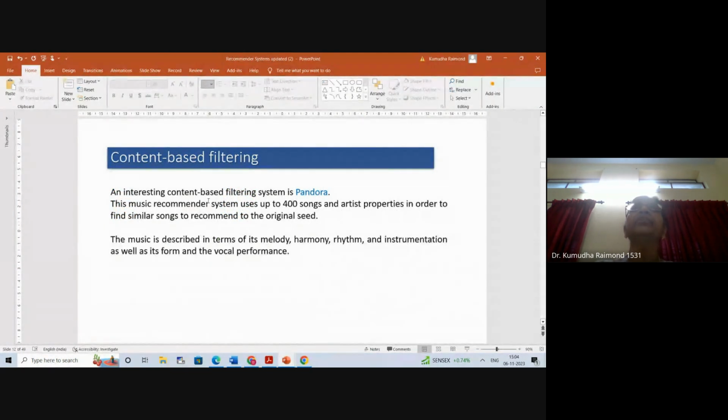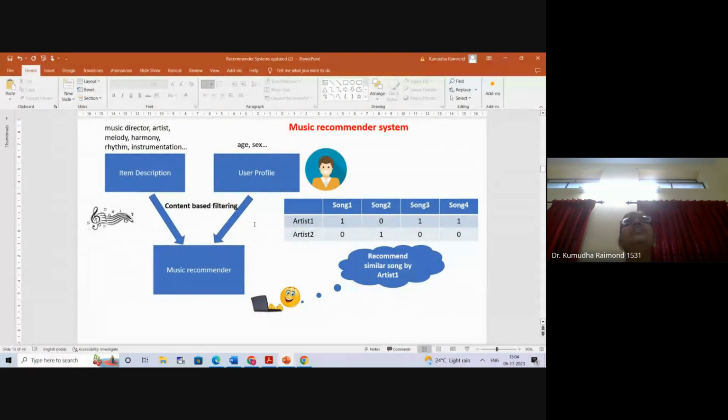A good example of content based filtering is Pandora. It is a music recommendation system. It uses up to 400 songs, but it is not recent data. It may be using so many things, and it tries to find similar songs based on my taste, and it will give them to me. So Pandora is content based filtering.